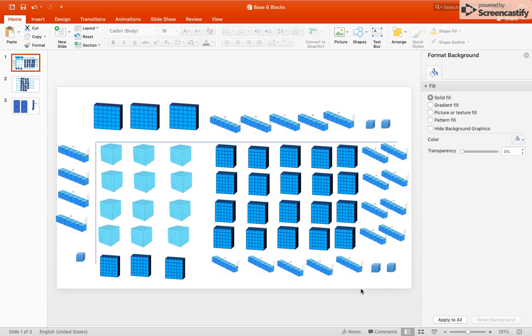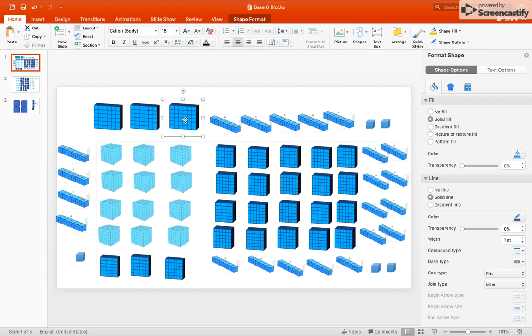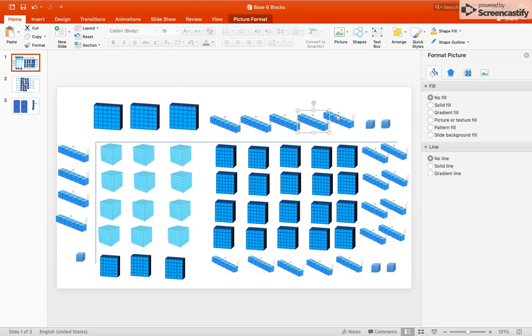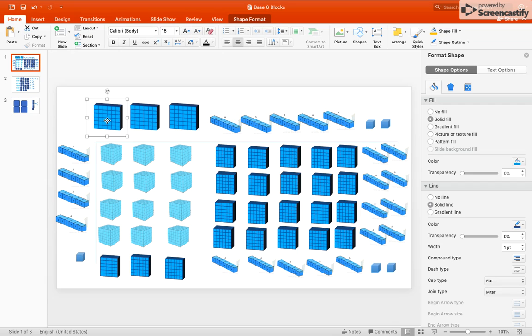Okay, so we have the problem set up: 352 base 6 times 41. So we have 350 and then 2 times 40. So here's our 40, 2, 3, 4, 41. First we're going to start by multiplying in a grid formation.